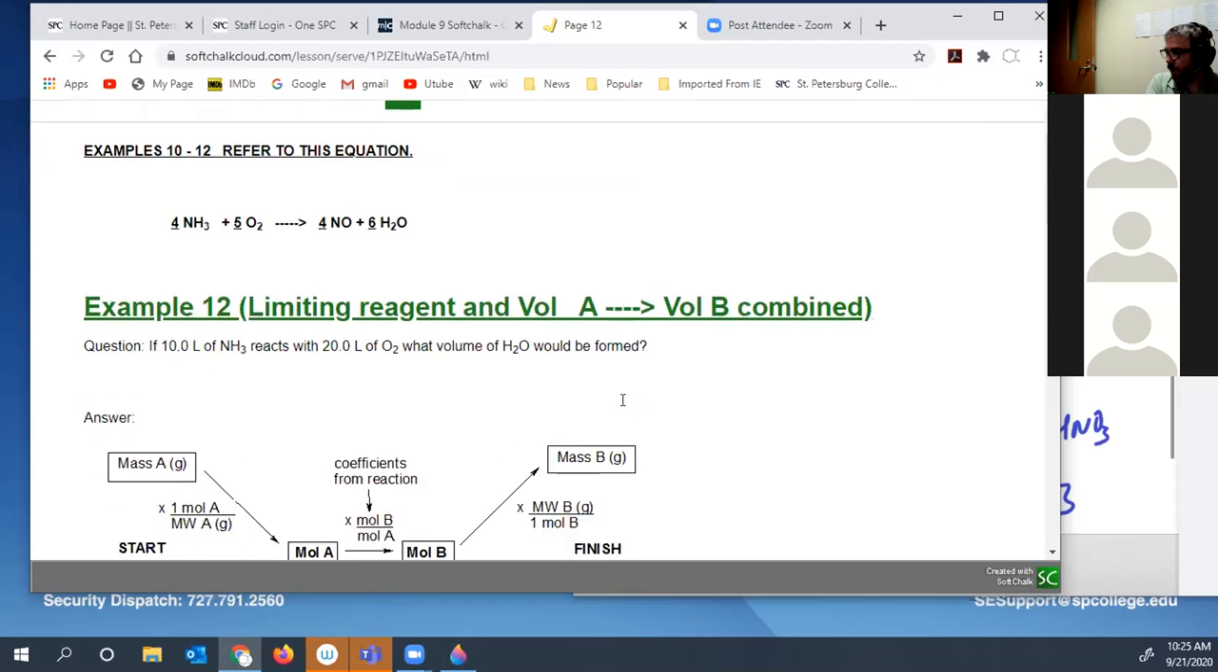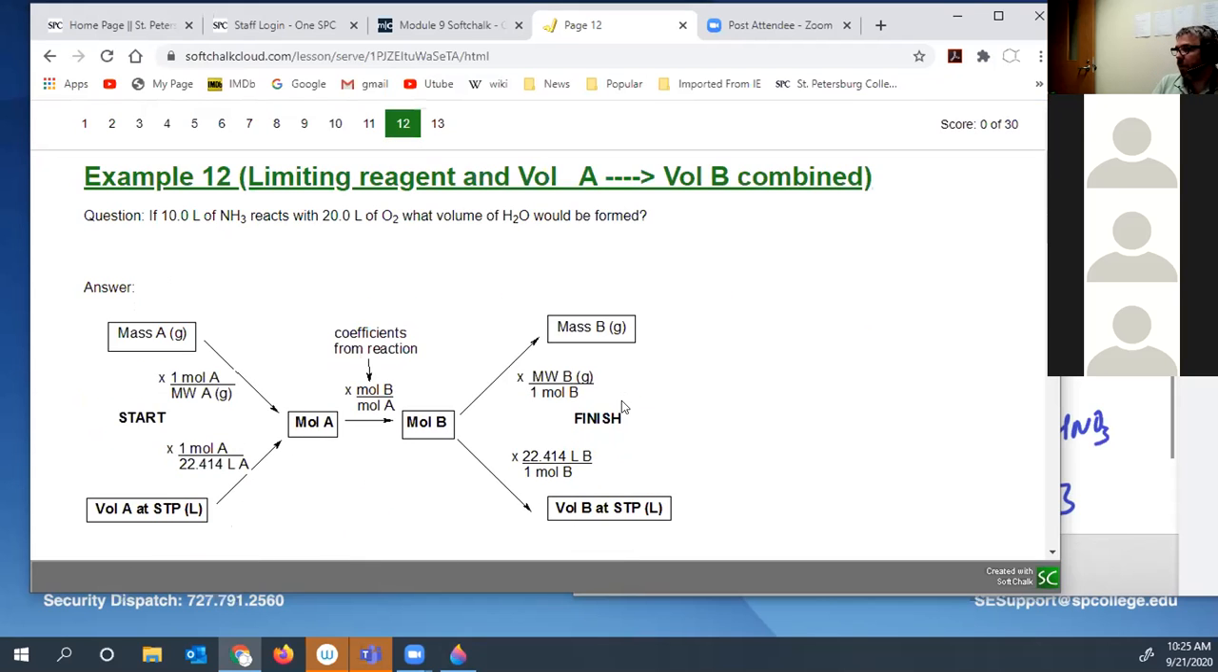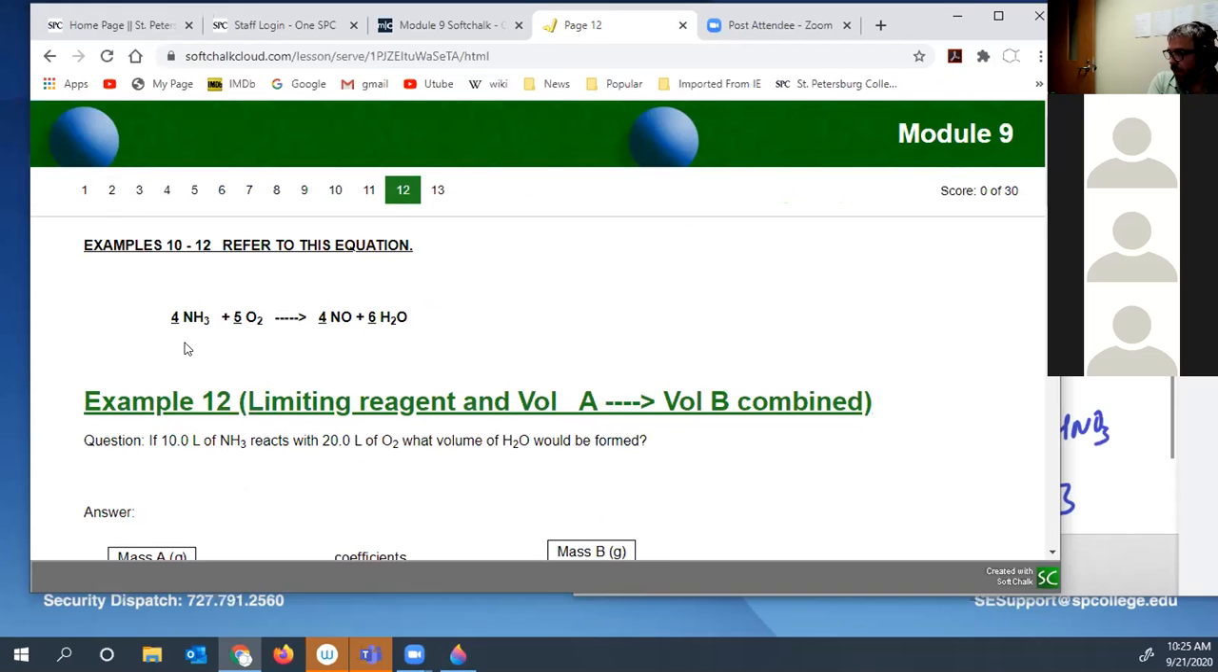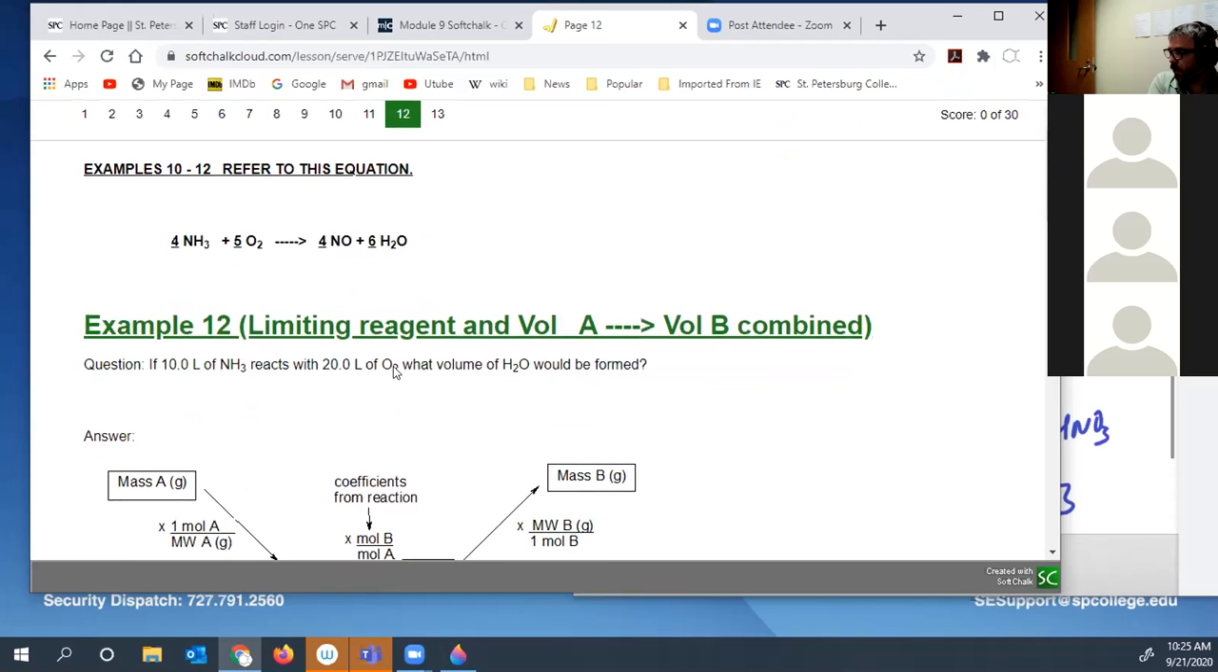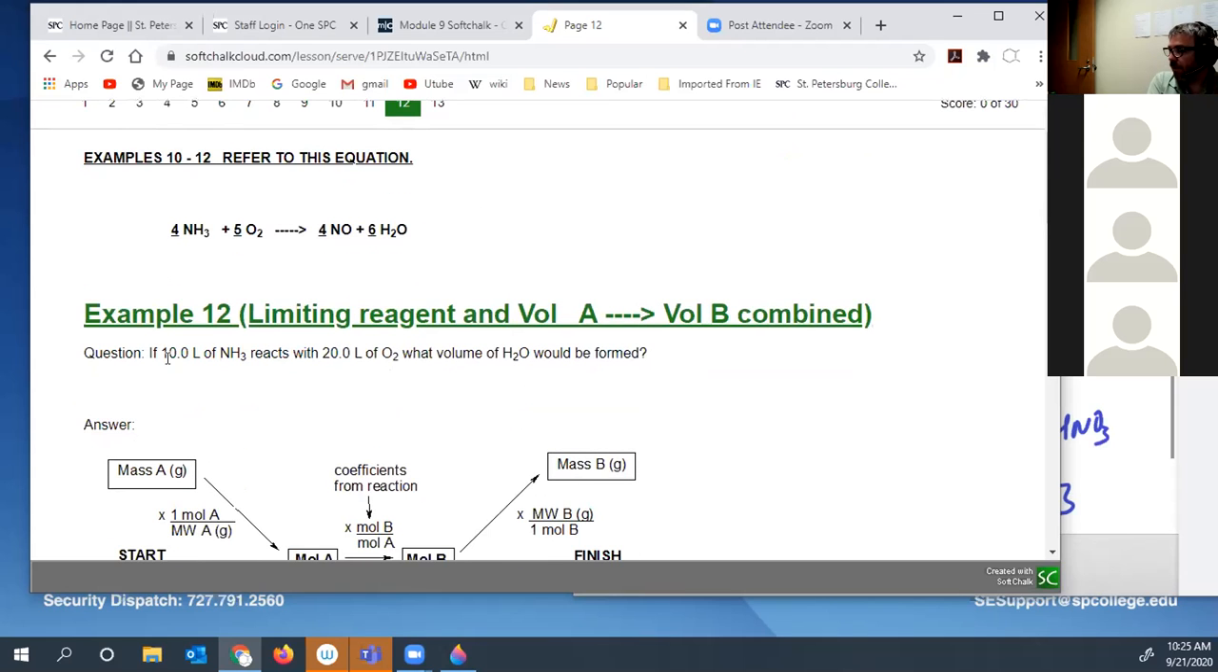Here we go. Okay, so here's an example of what you're talking about. So let's say this is a different reaction now. We've got 4NH3 plus 5O2 goes to 4NO plus 6 waters. And here we're given the 2 reactants, which are 10.0 liters of NH3 and 20.0 liters of O2. Now these are at STP, it should say that here, but it doesn't. And what we're interested in here is figuring out the volume of H2O we would get from this reaction.